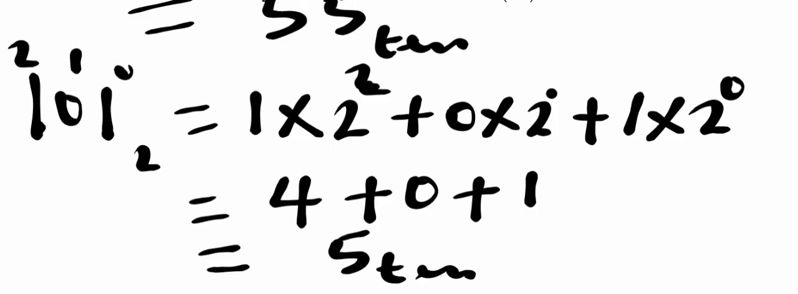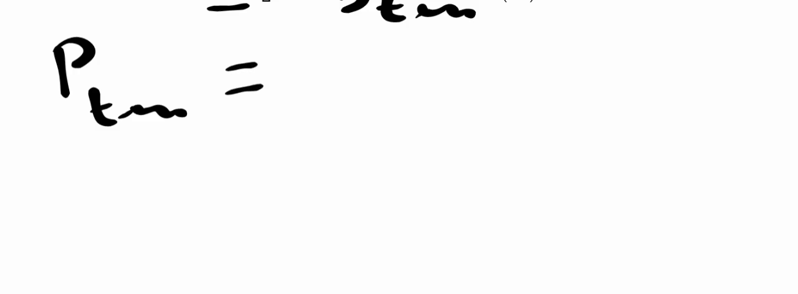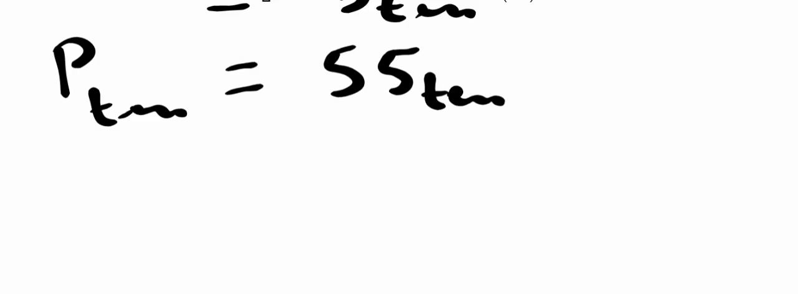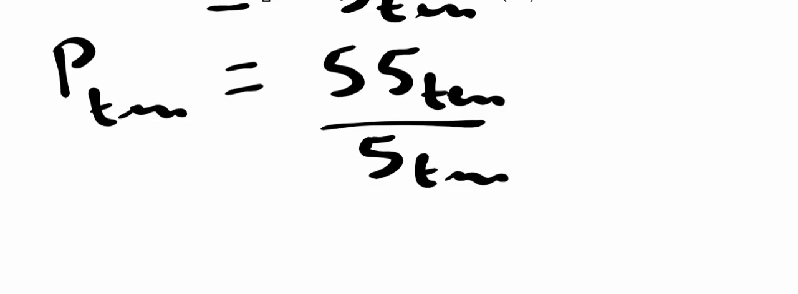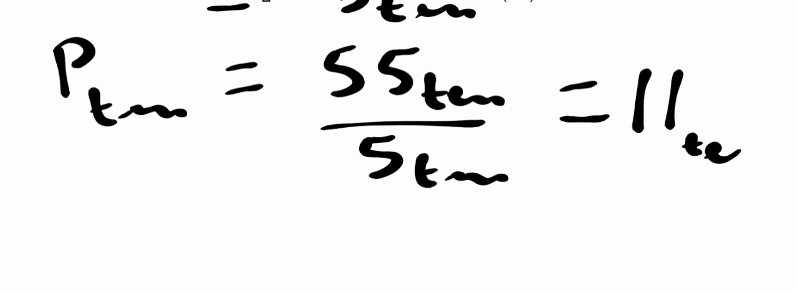And easily now, we can divide and get P in base 10. So P in base 10 will give us 55 base 10 divided by 5 base 10. So in base 10, our P is equal to 11 base 10. But this is not where we are going. Our P should be in base 2, so we convert 11 base 10 to base 2.